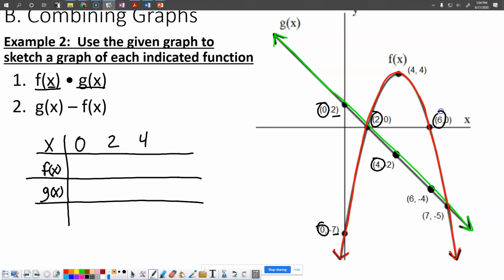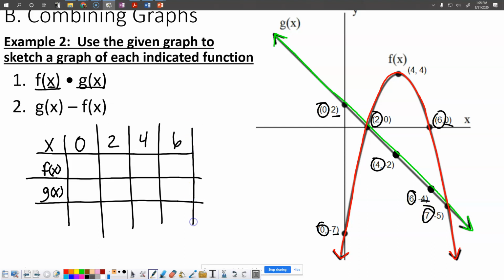The next one I see is 6, and once again there's 2 of those, but we only need to write it once in the table because in our table we have the two different y values, but those are going to go in for the two different functions. And then finally the last x value is 7. So those are all the x values I got.